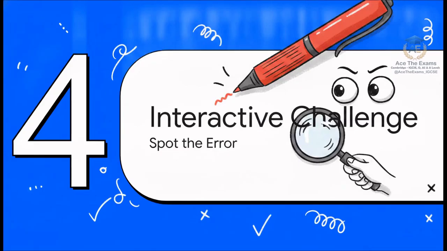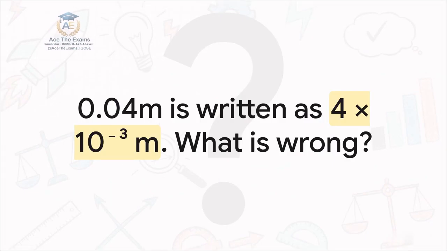Section 4. The Interactive Exam Challenge. Grab your red pen because it's time to spot the error. We're going to test your eye for detail to see if you can find the flaw in a typical student response. Listen to this carefully. A student uses a simple device to measure a small distance of 0.04 meters, but writes it out in standard form as 4 times 10 to the power of -3 meters. Did they use the correct power of 10 shorthand? What exactly went wrong here?